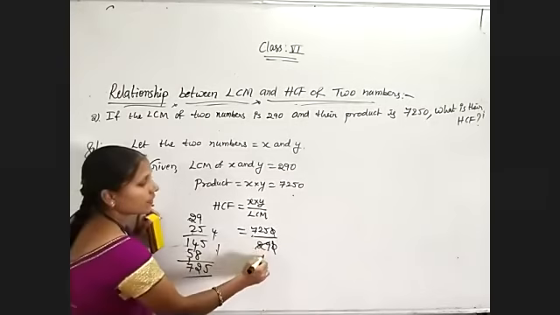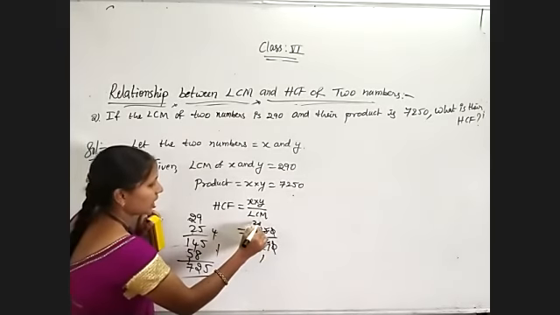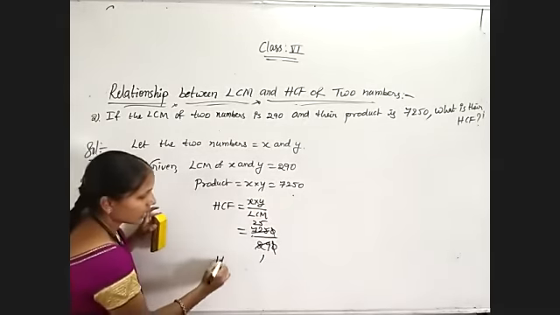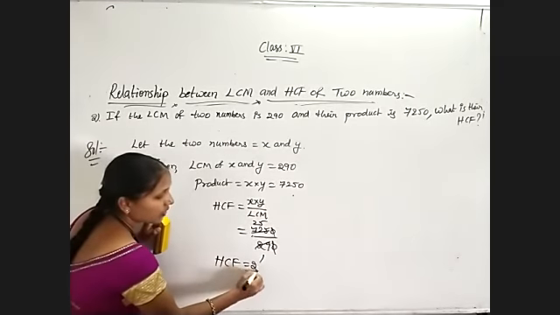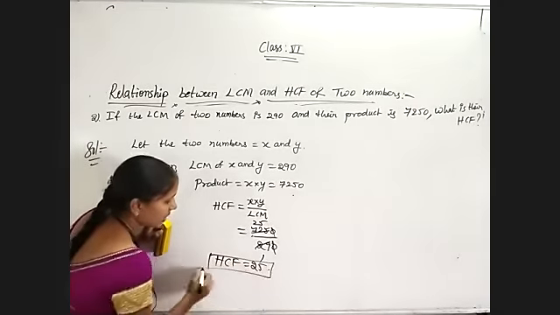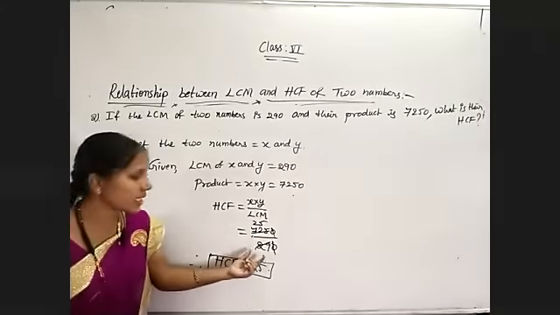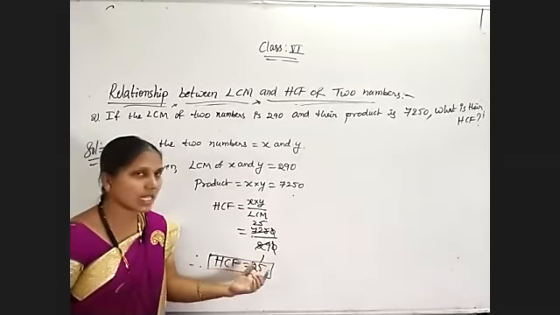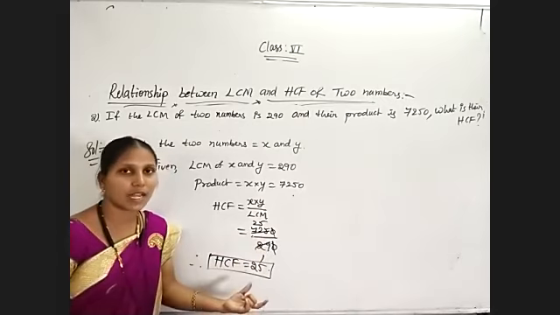So 29 1s are 29, 29 25s are 725. Therefore, HCF of those two numbers is equal to 25. Just do the division, then you will get the answer. So 29 is a prime number. In any other table, we can't cancel that. That's why 29 table only we have to use.